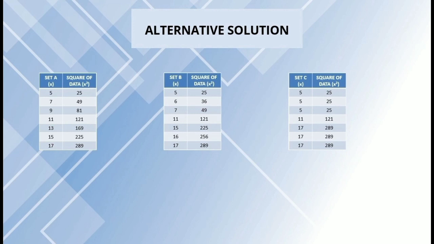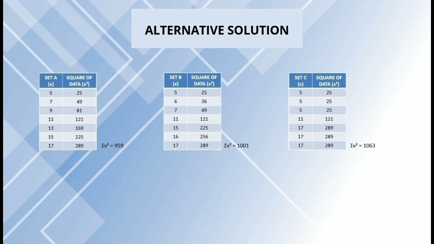Now that we have all of the squares of our data from sets A, B, and C, we then find the respective sum of the squares in each set. So for set A, summing the squares up, we get 959. As for set B, we get 1001. And finally for set C, we get 1063. Now we have the first term to solve for each set.